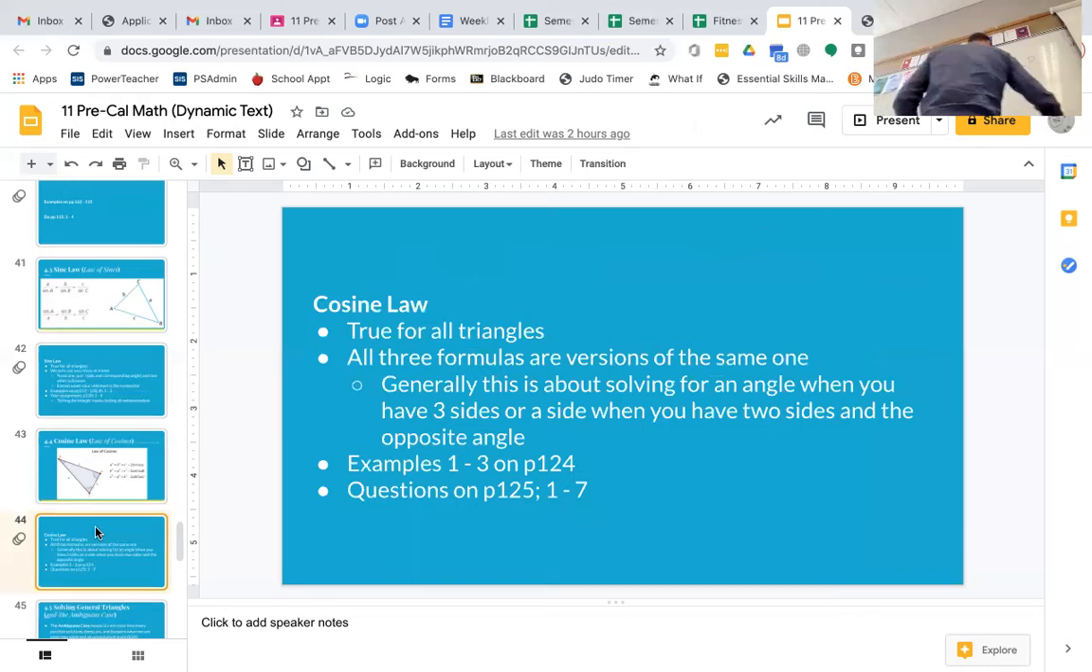Okay, cosine law. I'll say what it says and then you can write as I speak if you want, or wait. Anyways, this is true for all triangles. Write that down if you want. True for all triangles.